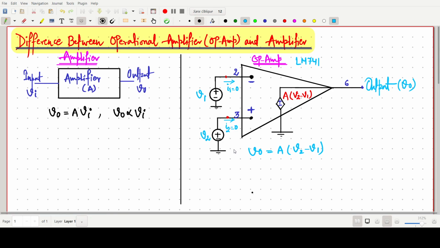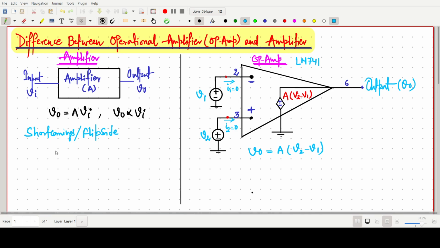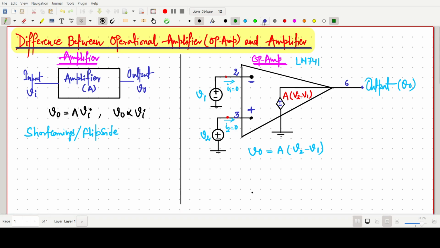In addition to that, an amplifier has a number of flip sides or shortcomings in comparison to the op-amp. Some of these factors we will go through.